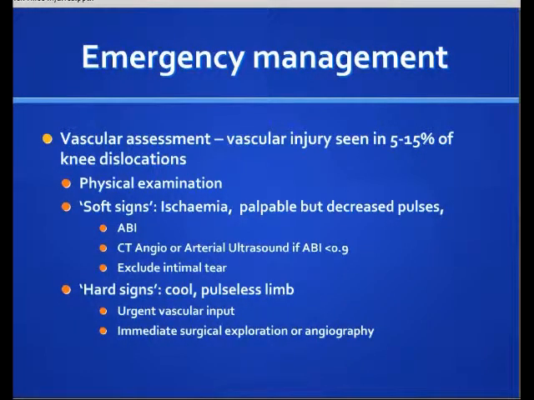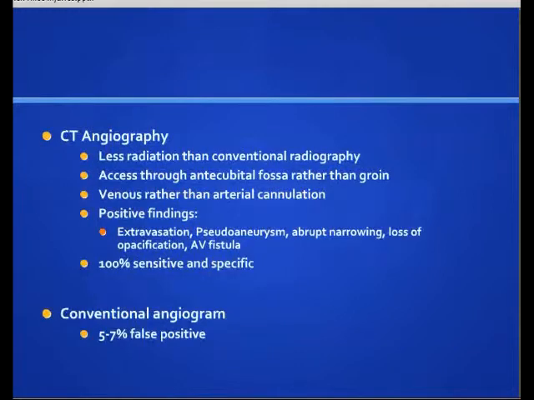Regarding CT angiography, this is a more current method of investigation which is taking over from conventional angiography. The advantages are that you can get access through the arm rather than through the groin, and it allows for venous rather than arterial cannulation. It also has a much higher sensitivity and specificity than conventional angiograms.